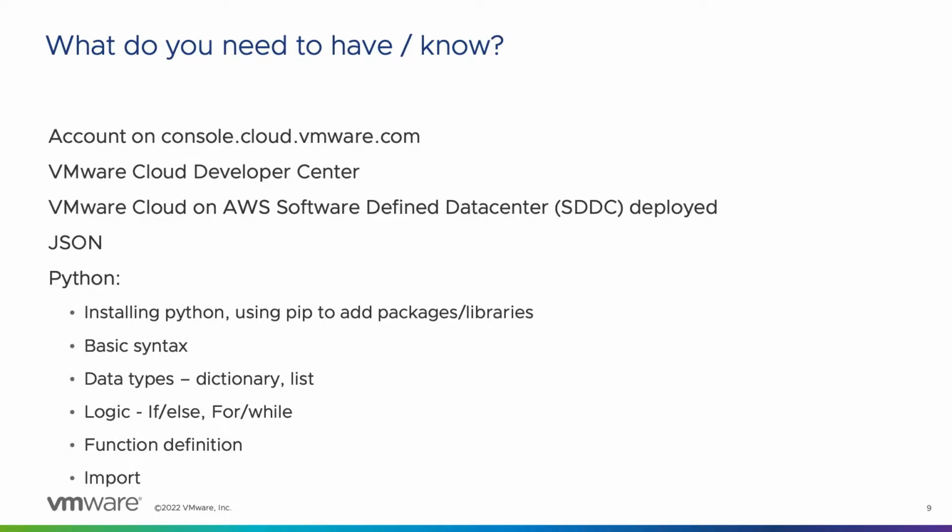You're also going to need to understand JSON a little bit, and how JSON operates with key value pairs, and how we can use that within Python or your preferred coding language to loop through. In this case, for us today, we're going to be looking at Python. So installing Python, how to add packages and libraries with pip, some basic syntax. You're going to need to understand dictionaries and lists, so some data types. There's logic involved, so if-else statements, for loops, and while loops.